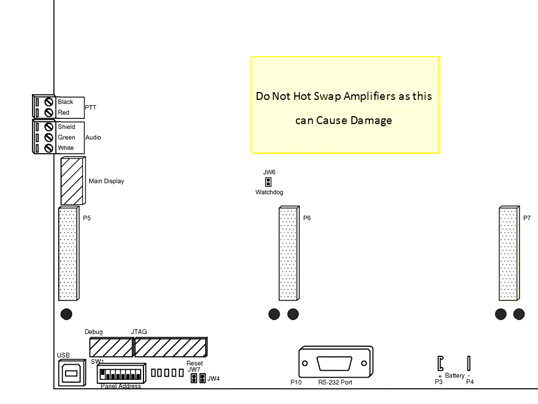Please note that the amplifier should not be hot swapped and can cause damage if not powered down before removing or adding an amplifier. The jumper JW6, which is located just above P6, is your watchdog jumper. This jumper is normally closed and should not be removed.